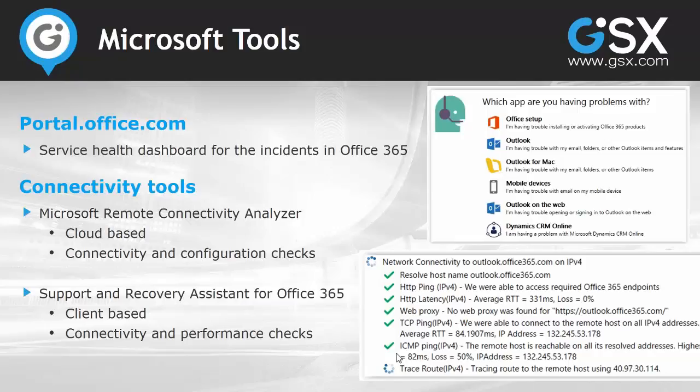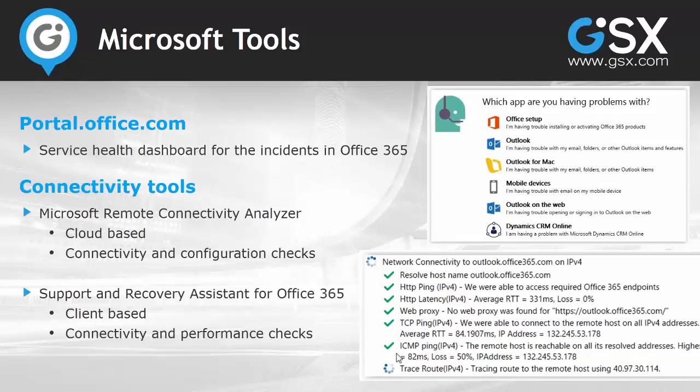But then there's a new tool that Microsoft has made available called the Support and Recovery Assistant for Office 365. This is client-based. You can run that on any workstation, and it's going to be performing connectivity and performance checks. They've actually included what they used to call the OCPA, the Client Performance Analyzer, into this.